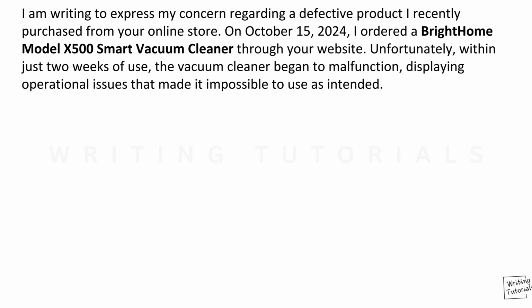Explanation of the issue. The next part of Jennifer's letter explains the issue in more detail. She writes, "Unfortunately, within just 2 weeks of use, the vacuum cleaner began to malfunction, displaying operational issues that made it impossible to use as intended." This sentence is straightforward and describes the problem without being overly emotional or negative. When you're writing a complaint letter, it's best to stay calm and stick to the facts.